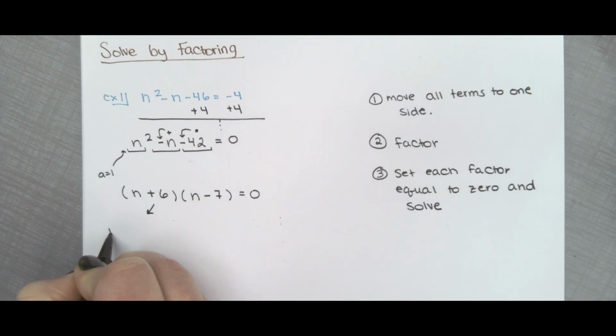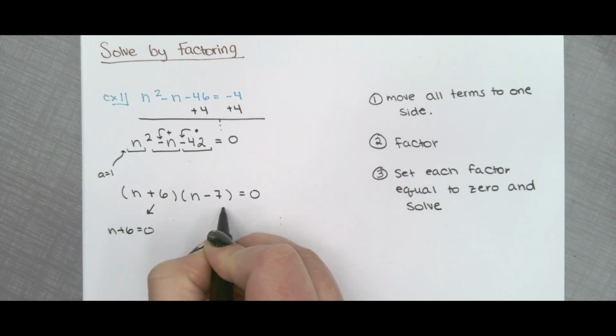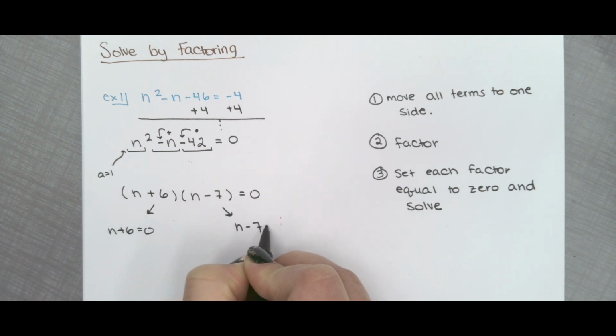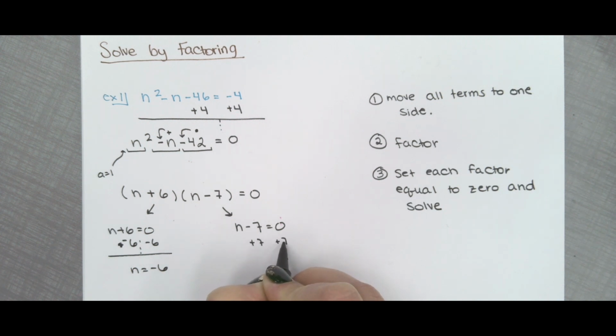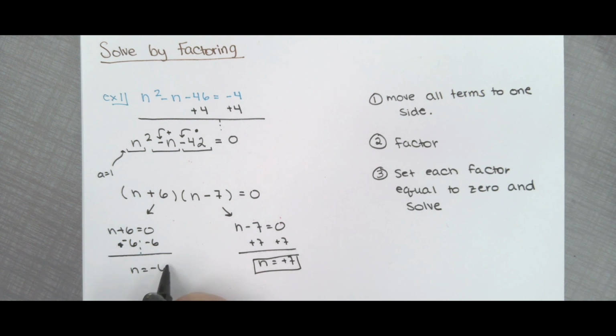So I'm going to set n plus 6 equal to 0. I'm going to set n minus 7 equal to 0. So I'm going to subtract 6. N is equal to negative 6. I'm going to add 7. N is equal to a positive 7. So we have 2 answers.